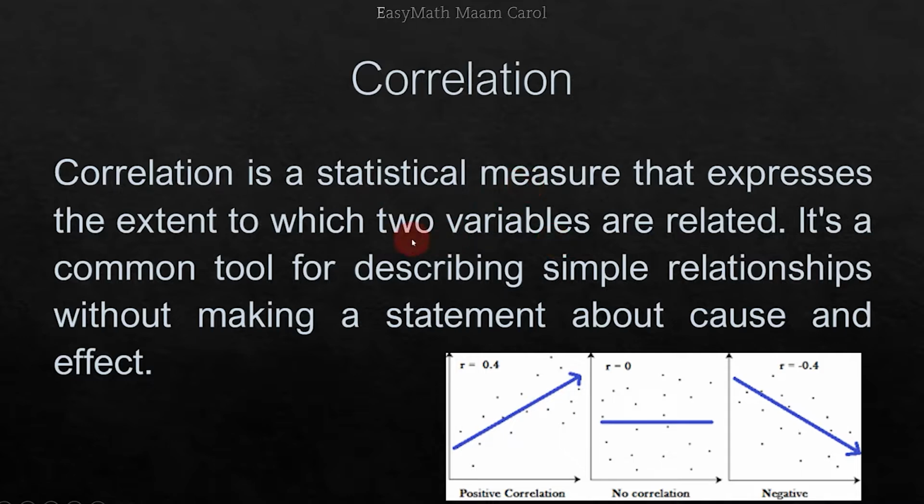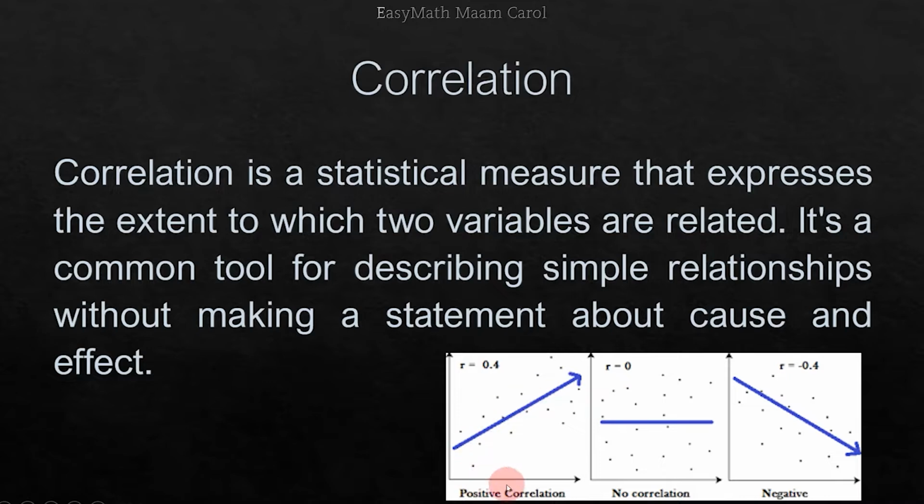So, pwedeng scores, dalawang scores. Kunyari, yung grade niya noong high school, and we want to see if it has a direct relationship sa magiging grade niya nung college. So, those are examples ng merong relationship or ginagawaan ng correlation test or analysis. Okay, so two variables that are both numerical. It is a common tool for describing simple relationship without making a statement about cause and effect.